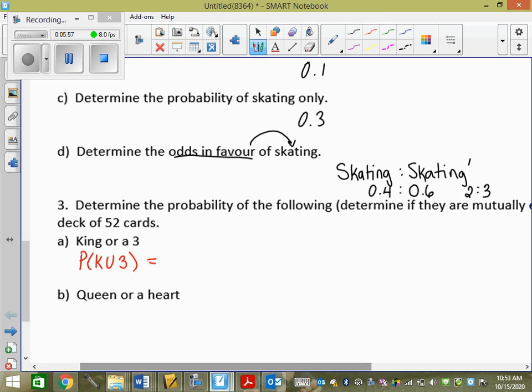So I do the probability of a king plus the probability of a 3, which is 4 out of 52 plus 4 out of 52, which is 8 out of 52, which reduces to, I can take a 4 out of both, so 2 out of 13.